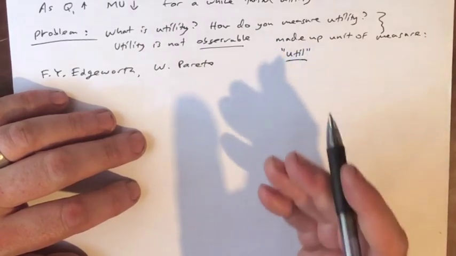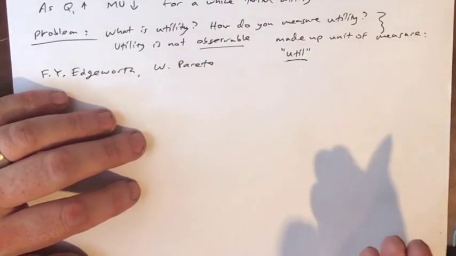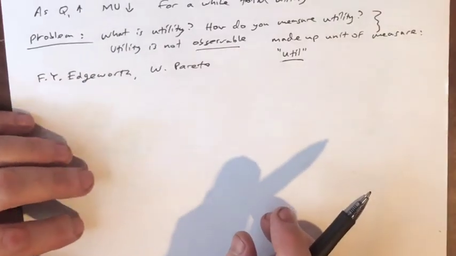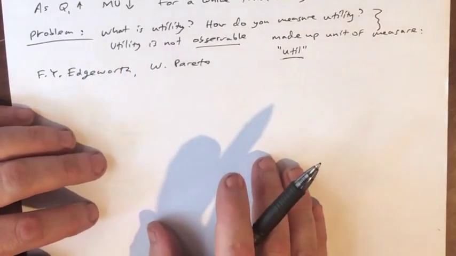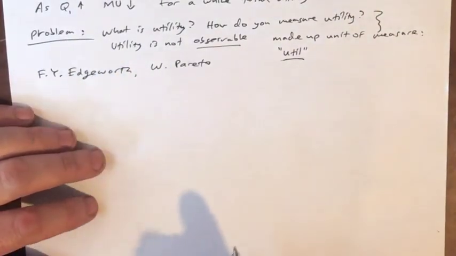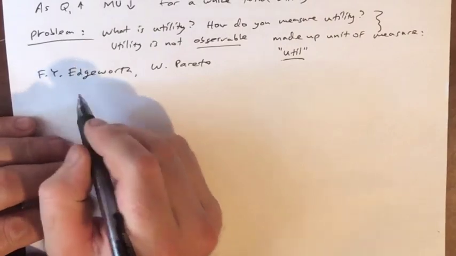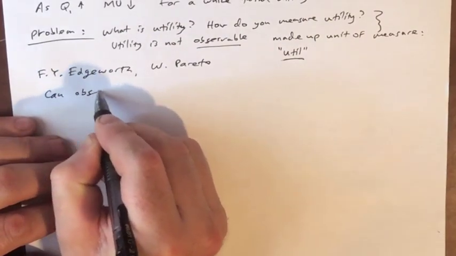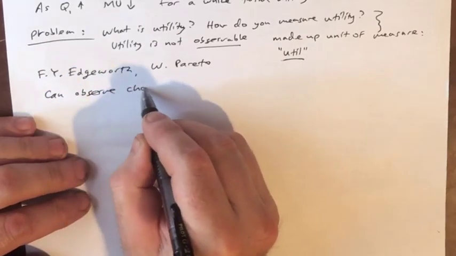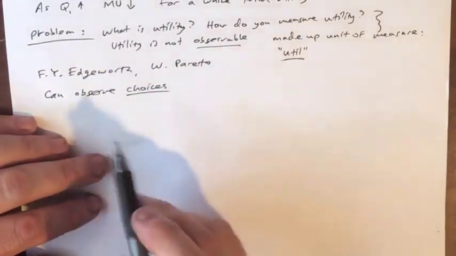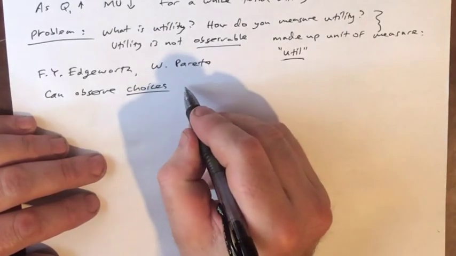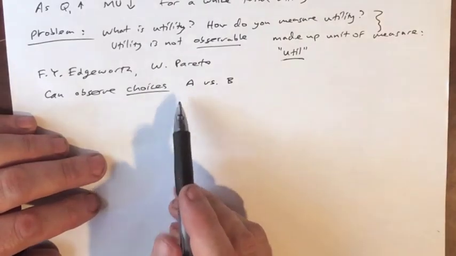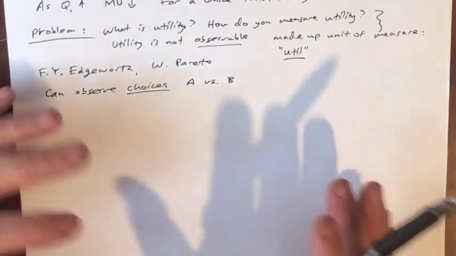There's no actual unit of measure that makes actual sense. So Edgeworth, and following that Pareto, try to get around this. What they said was, look, we can't observe utility, but we can observe people's choices. People have two things, A versus B. You say, hey, choose one of these.